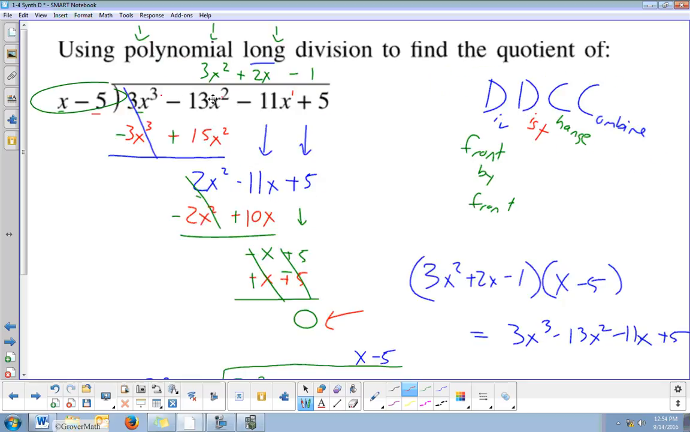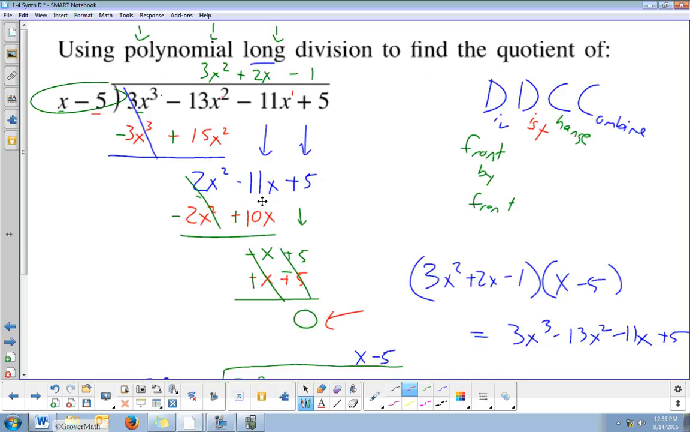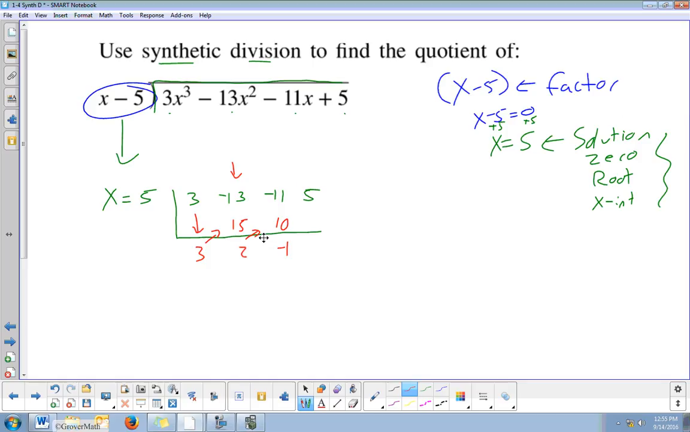And what do you notice? I have a negative 13 and a positive 15, and that gave me 2. Times the outside. It's always times the root on the outside. So 2 times 5 is 10. Negative 11 and 10 combined to be negative 1. Again, we'll see that we had a negative 11 and 10 here. So it really is the same thing that's happening if you get to know this process well. Times the outside is negative 5. They combine to be 0.